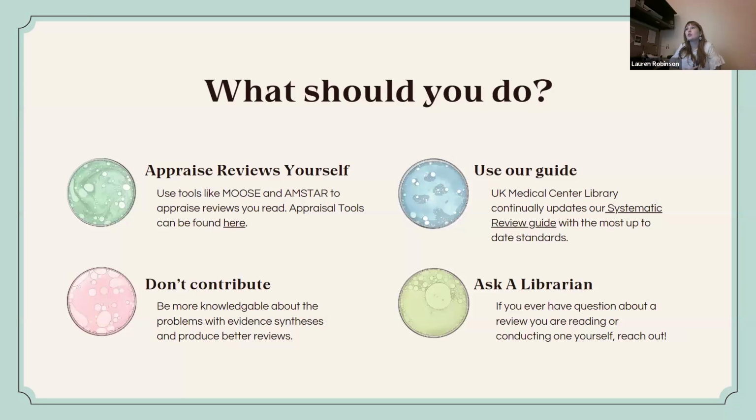So what can you do? You can appraise reviews yourself. We have some tools available. MOOSE and AMSTAR are really great places to start at appraising systematic reviews or other evidence syntheses. Be more knowledgeable about the evidence synthesis practices and produce better reviews. Use our guide. It's a really great tool and we update it. And we have a lot of things that we created.